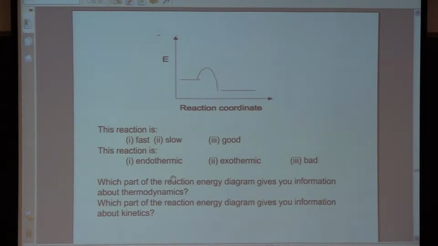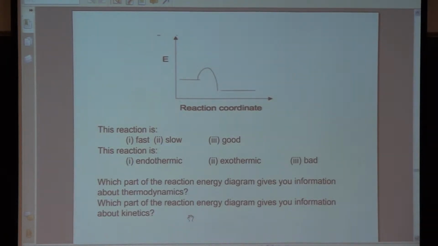Now, again, just to review, which part of the reaction energy diagram gives you information about thermodynamics? Yeah, so delta H. Note that for thermodynamics, all we're looking at is the energy of the reactants compared to the energy of the products.